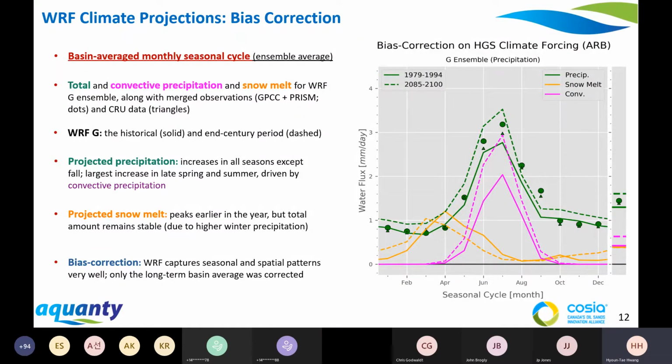And one interesting thing from the climate simulation is the snowmelt peak. As you can see, the orange solid line peaks around April. However, in the future prediction, you can see that the peak shifted one month earlier. That means the snowmelt peak occurs around March. However, the overall amount of snowmelt is similar. And the bottom line is precipitation in future increases by 30%. Next, please.